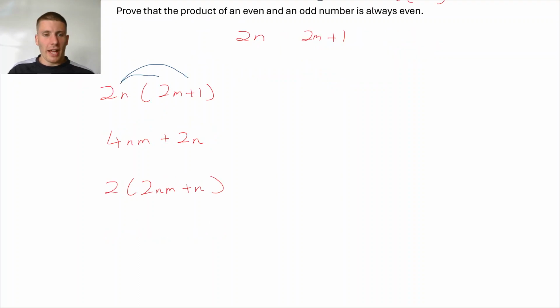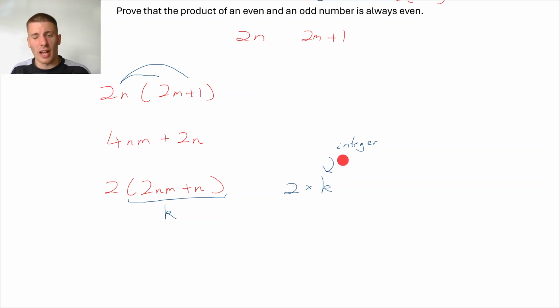So just to make this a little bit nicer at the end, what I can do is write this part here, this is just some integer, some number. Not necessarily an integer, yeah, an integer, sorry, it is an integer. So this here, I can replace with another letter, like k, and this k is just representing this number. This is just a number, and k is just making it a little bit clearer. So then I can say 2 times k, where k is an integer.